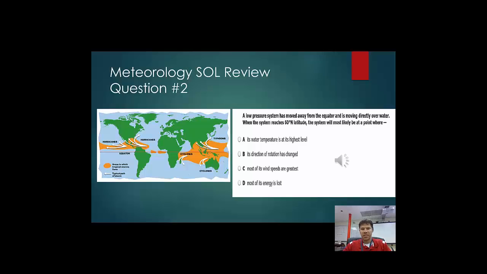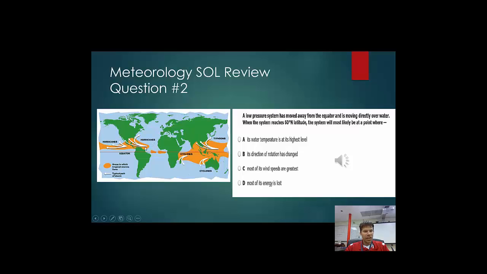So a low pressure system has moved away from the equator and is moving directly over water. When the system reaches 60 degrees north latitude, the system will most likely be at a point where? So a low pressure system moved away from the equator. What this question is kind of trying to sneakily ask you here is, this low pressure system they're talking about at the equator is similar to a hurricane, if it is not in fact a hurricane.